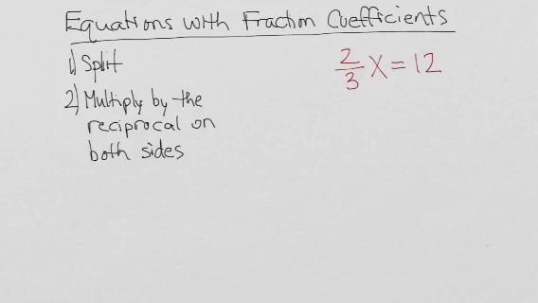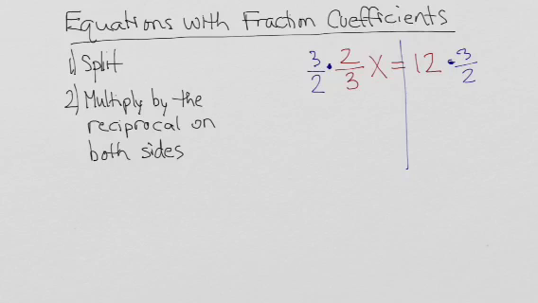So here's what we do. Step 1, split it down the middle. That's always going to be our first step in solving an equation. Now we're going to multiply by that reciprocal on both sides. So reciprocal means to flip that fraction upside down. Do it on both sides.